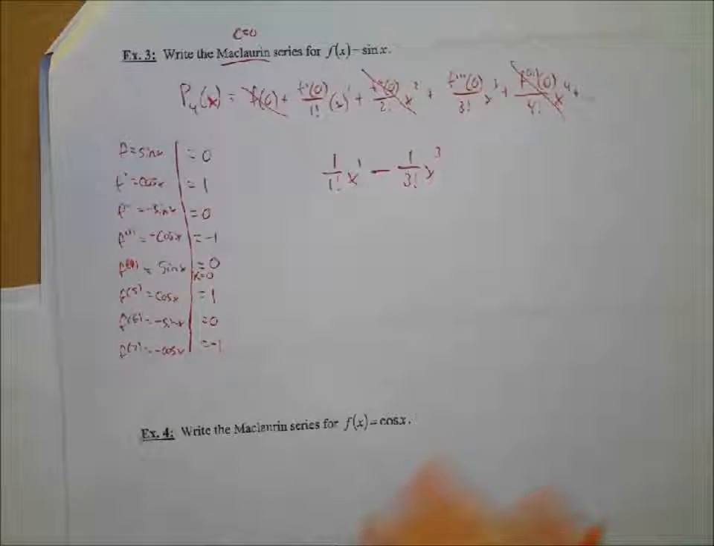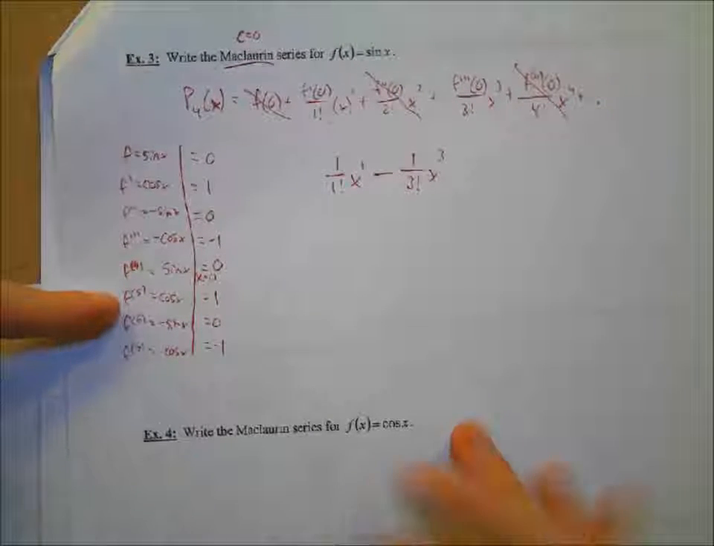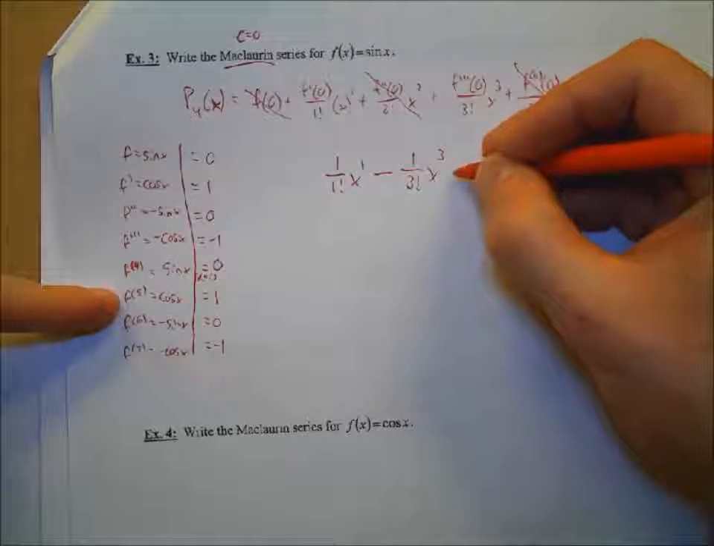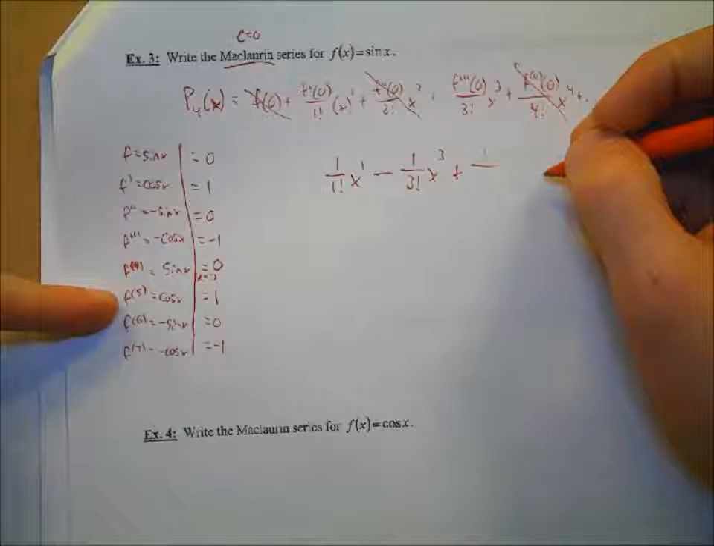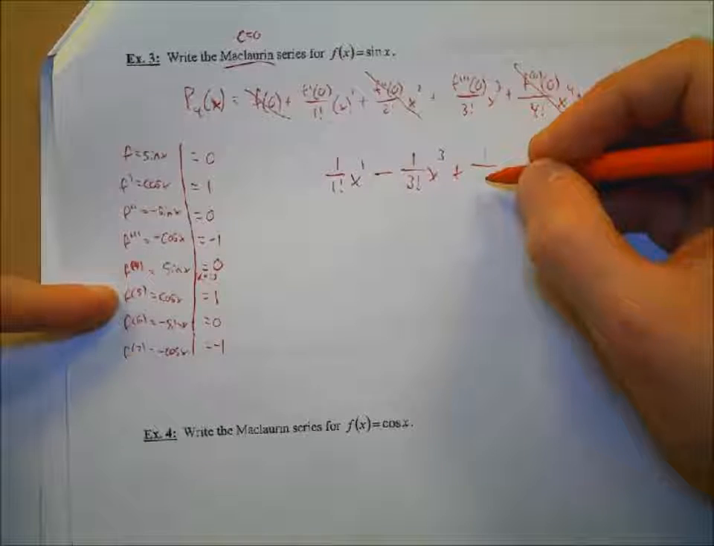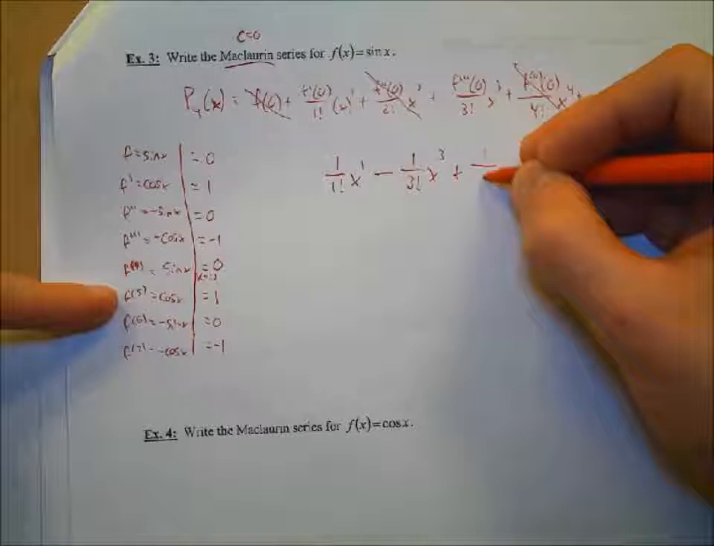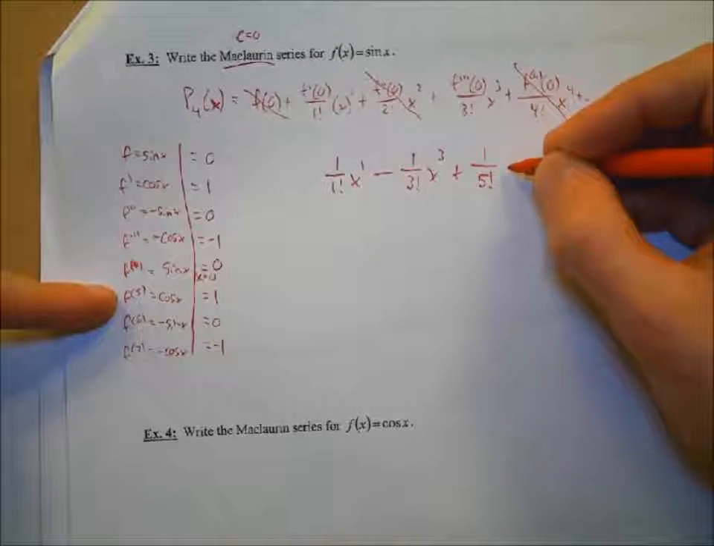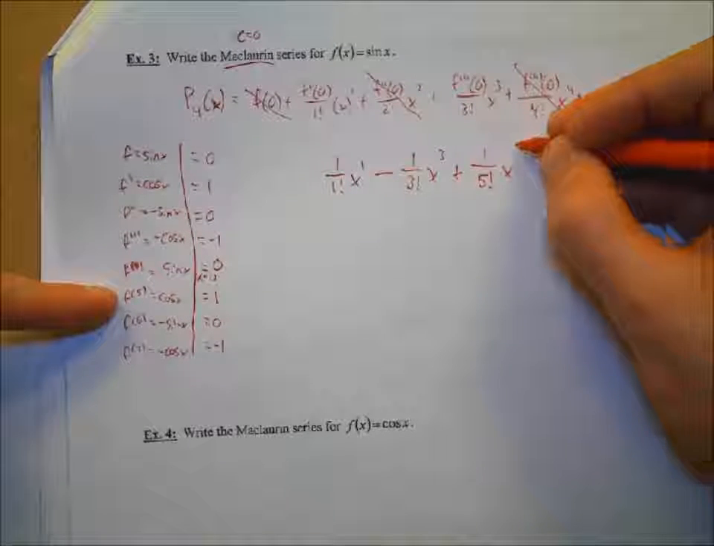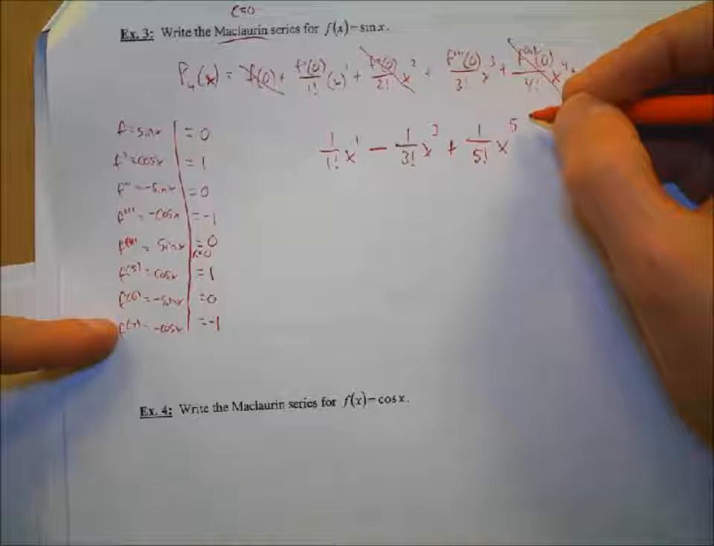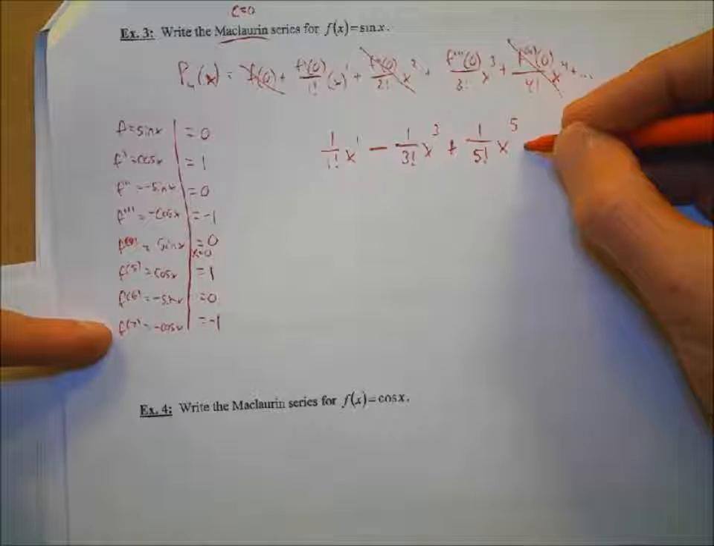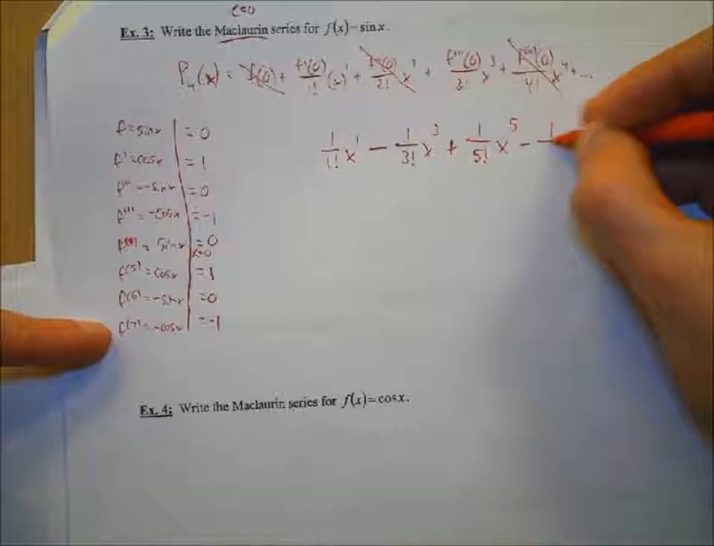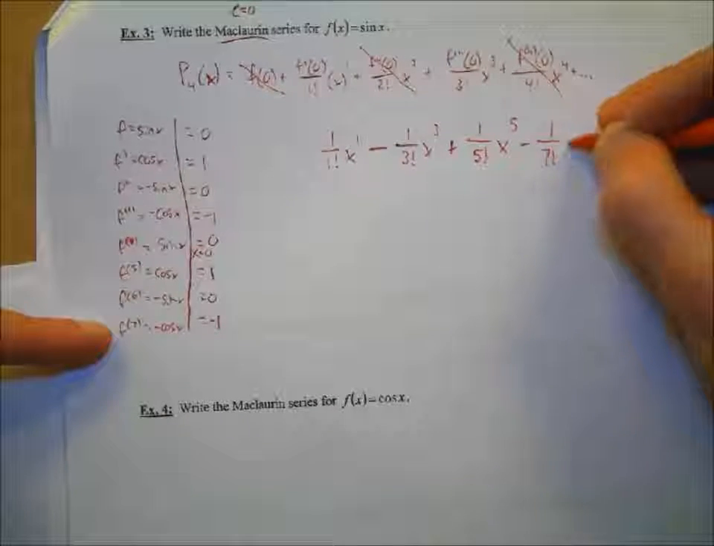That happened in the 5th derivative, so that means we're going to have a plus 1 over, what will be my next term here? If it's the 5th derivative, that means it's 1 over what? 5 factorial x to the 5th. And then since the next one happened in the 7th, so we skipped the 6th term, what will that one be? Minus 1 over 7 factorial x to the 7th.